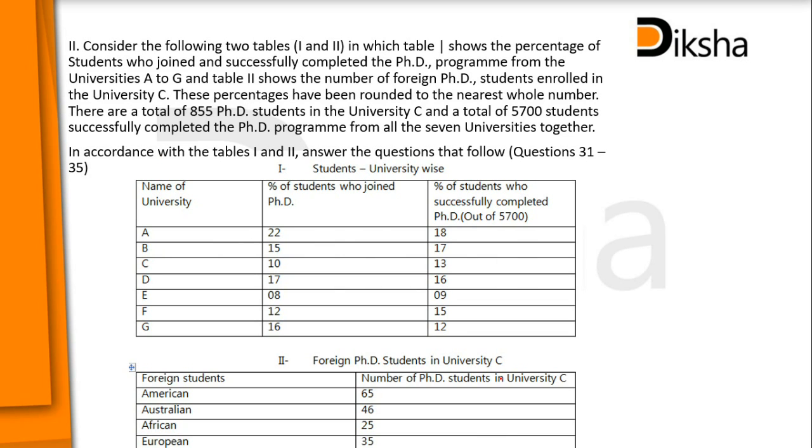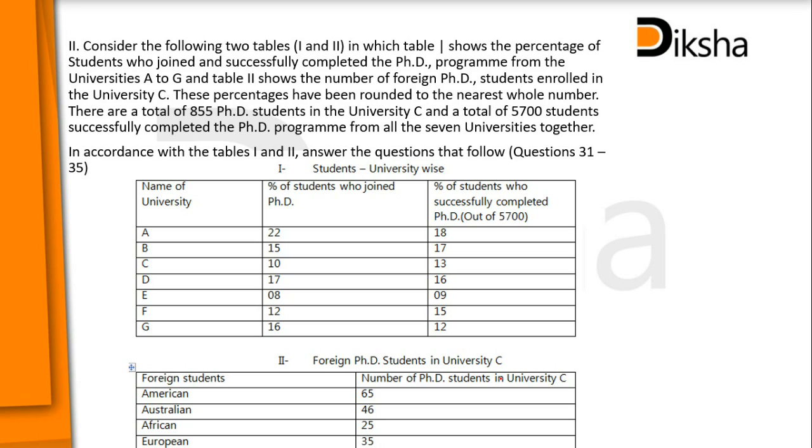So this is the question. Consider the following two tables, 1 and 2. Table 1 shows the percentage of students who joined and successfully completed the PhD program from the universities A to G. And table 2 shows the number of foreign PhD students enrolled in the university C. These percentages have been rounded to the nearest whole number.